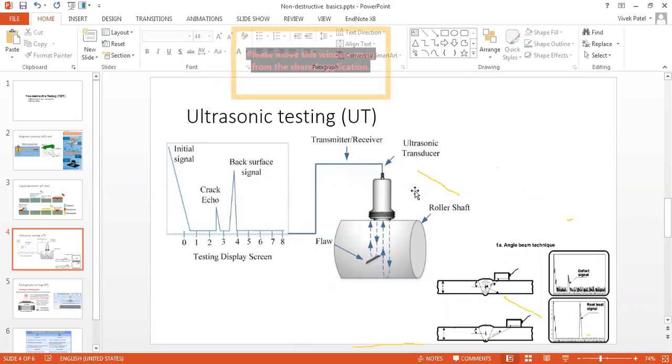So when the ultrasonic probe transmits sound waves to the component to be tested, let us say this is a pipe, a hollow cross-section pipe. You can see this is a flaw or defect. Now, this is not a surface defect. This is a subsurface defect, or I can say it's a cross-section defect. So if I want to identify whether this pipe is having any defect or not.